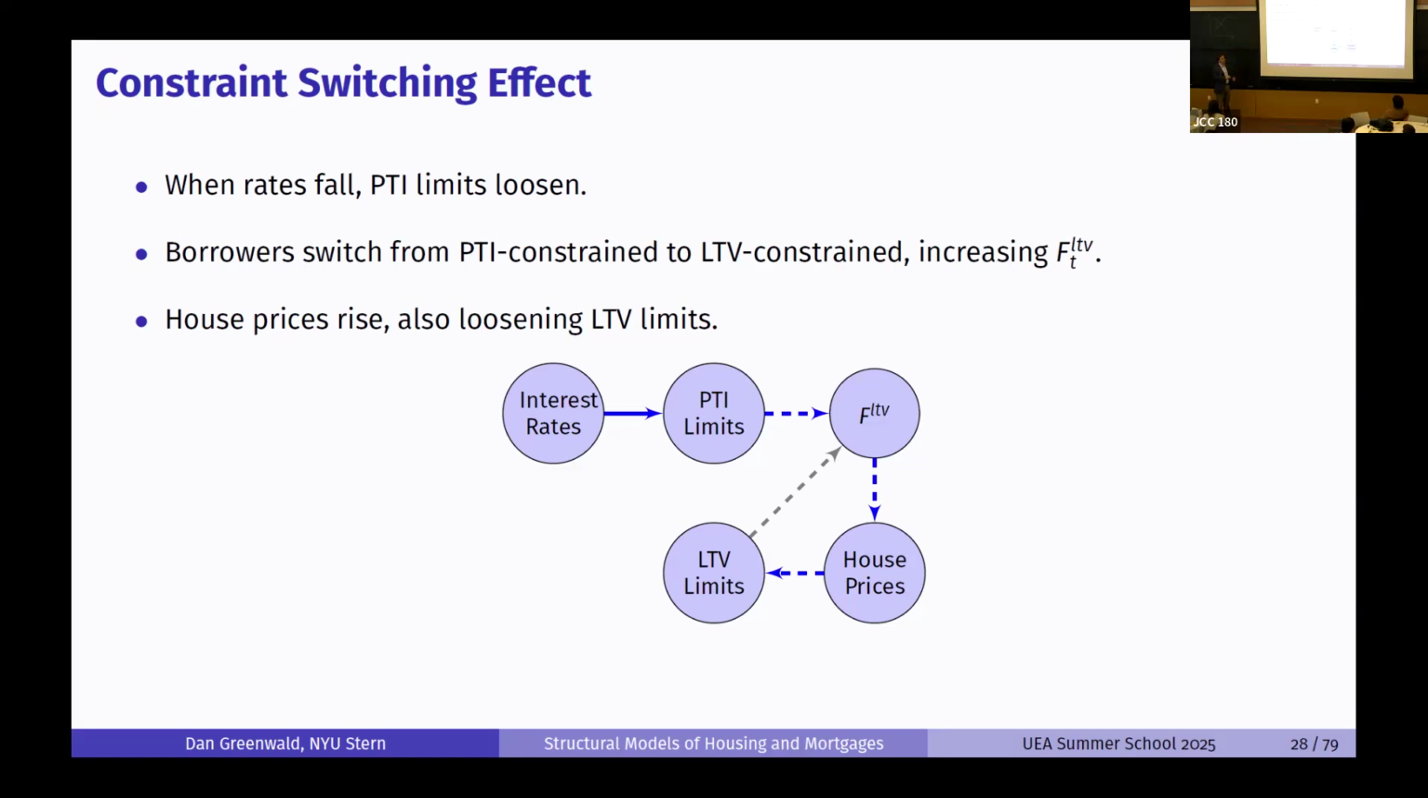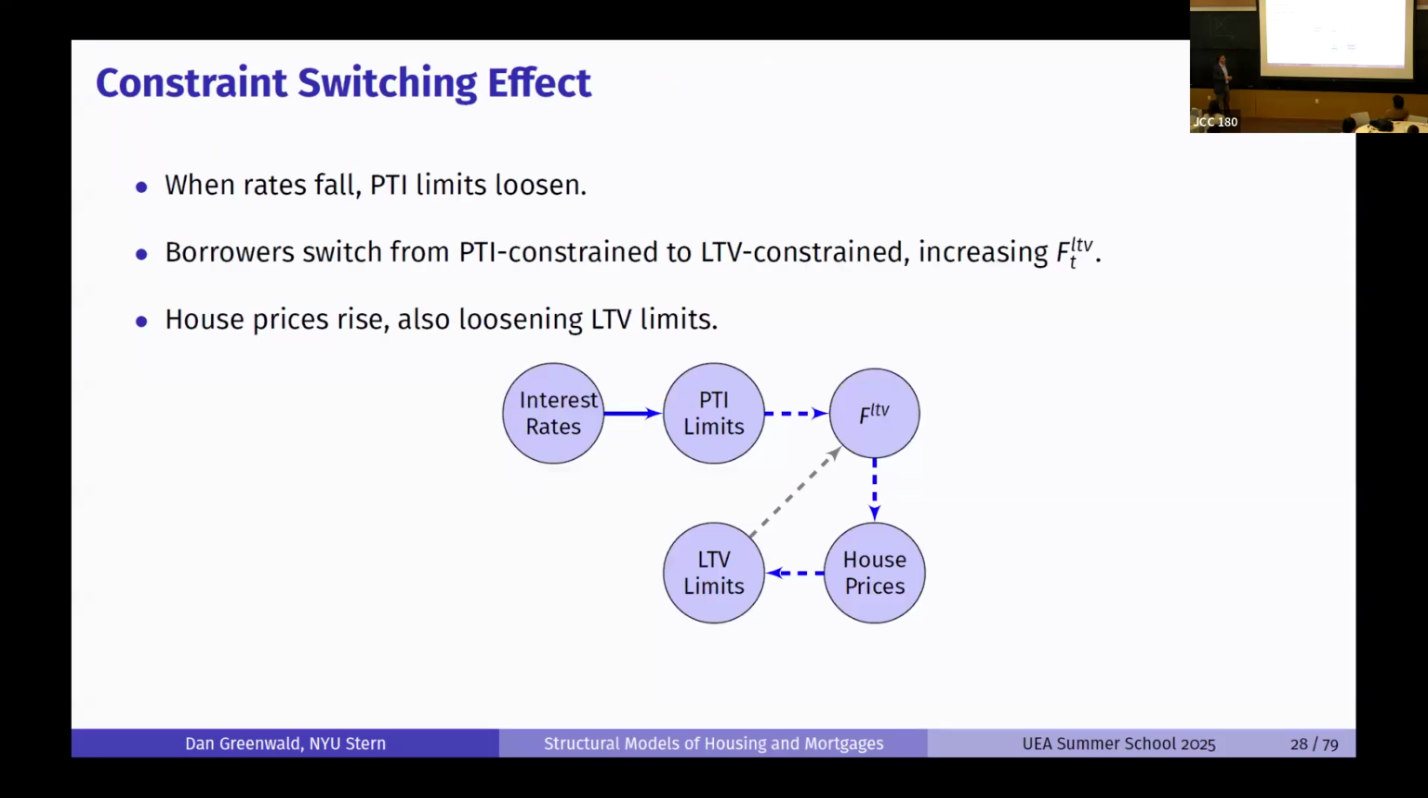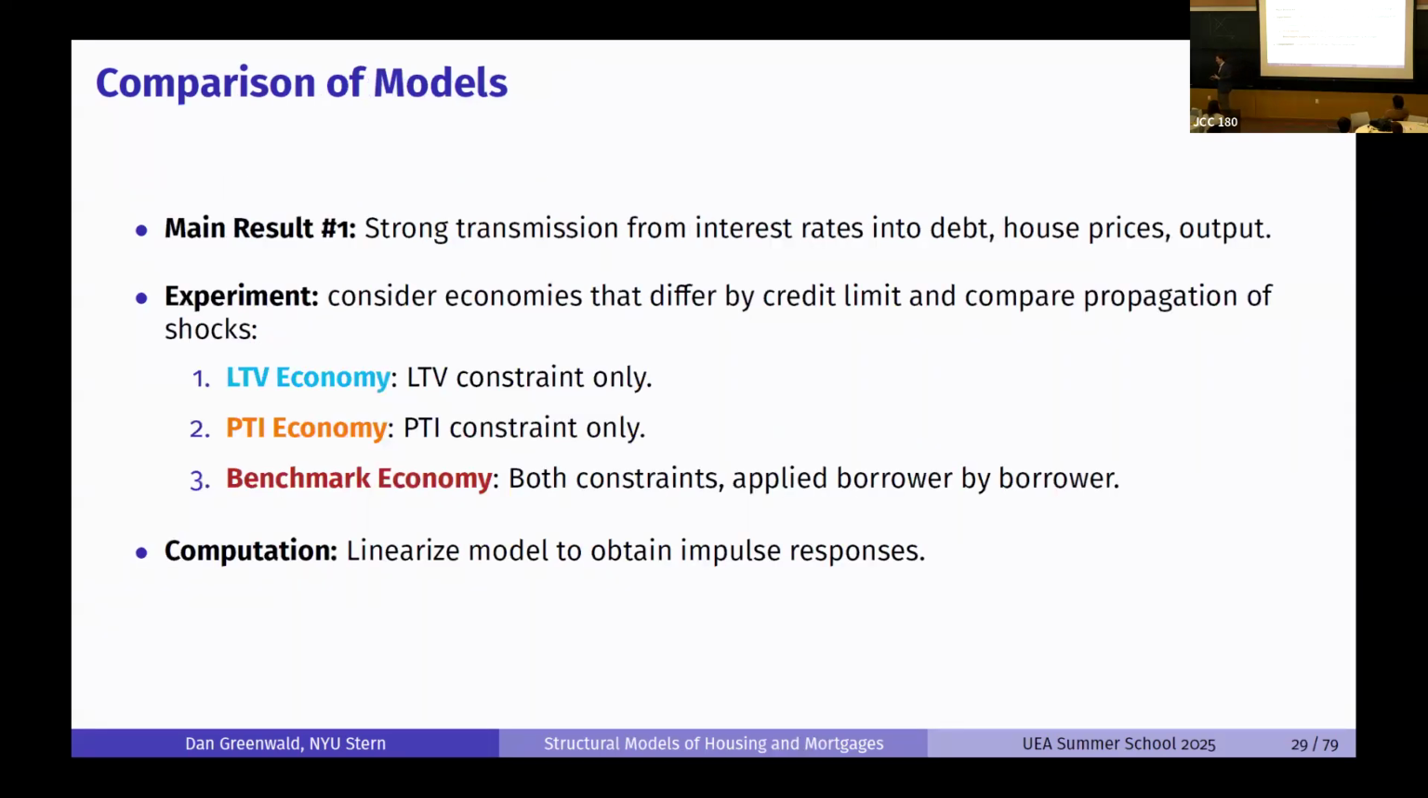That's going to increase the fraction constrained by LTV, FLTV, which is going to increase script C through this term, and increase house prices, which will then loosen LTV limits endogenously. By the way, when I say loosen endogenously, I don't mean theta LTV is going up. Theta LTV is the same, but even for the same theta LTV, when the house values are higher, you can borrow more against the same house. So now let's see this thing in action.